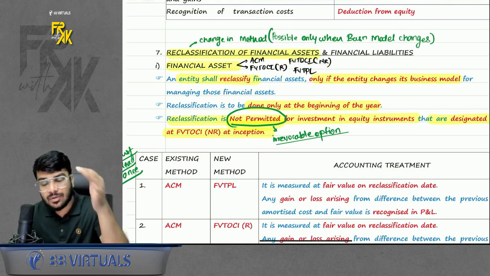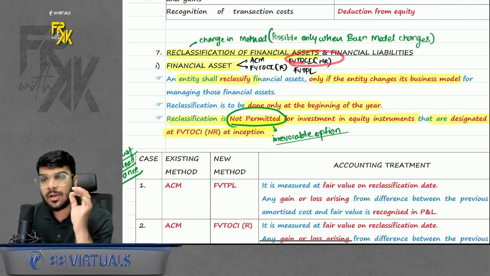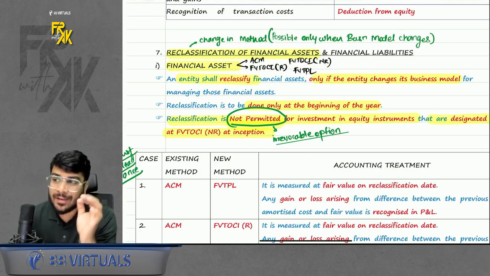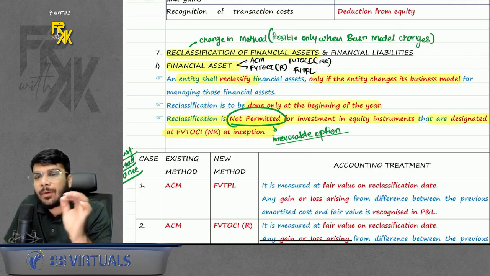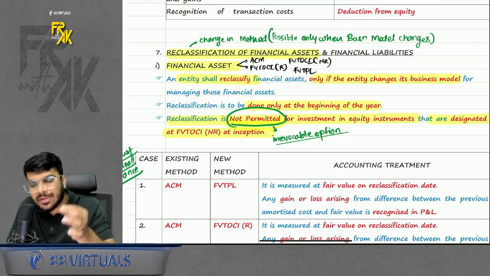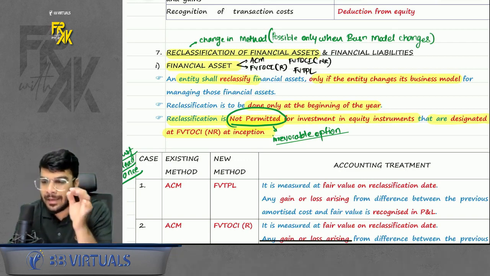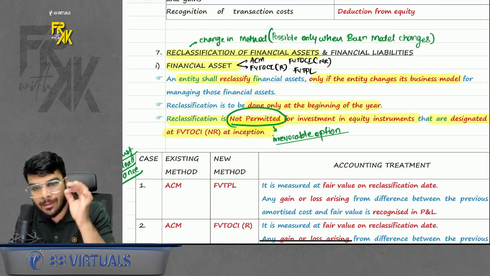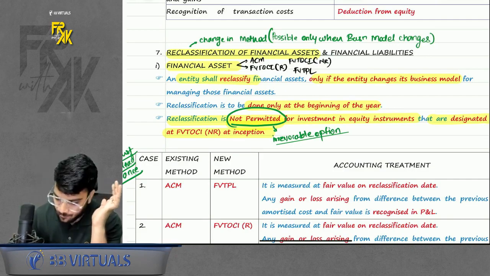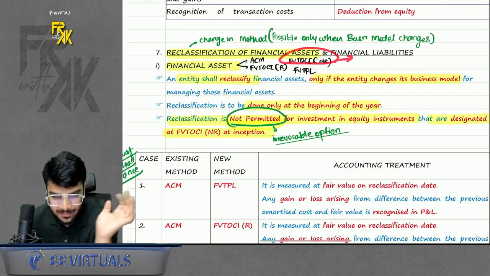Because, if you remember, we choose FVT OCI NR only when we want an irrevocable option. FVT OCI NR in itself is an irrevocable option. That is why if you choose this method, you cannot change the method anytime.